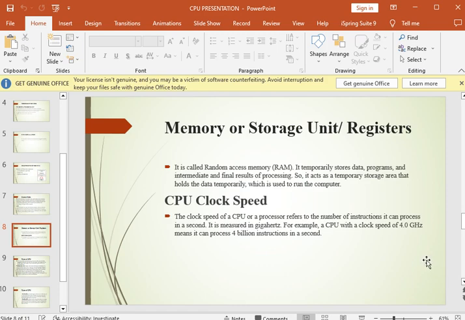Then CPU clock speed. The clock speed of a CPU or a processor refers to the number of instructions it can process in a second. It is measured in gigahertz. For example, a CPU with a clock speed of 4.0 gigahertz means it can process 4 billion instructions in a second.